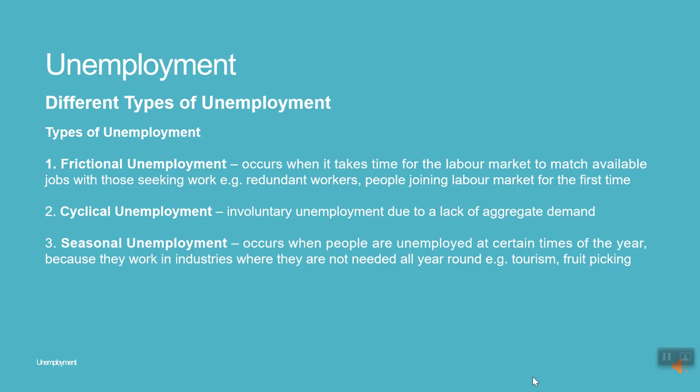3. Seasonal unemployment occurs when people are unemployed at certain times of the year, because they work in industries where they are not needed all year round, for example tourism in a country with seasonal weather or fruit picking.